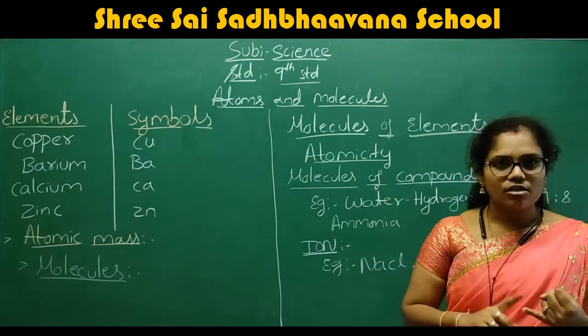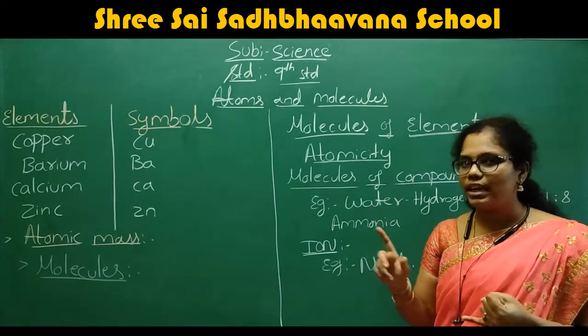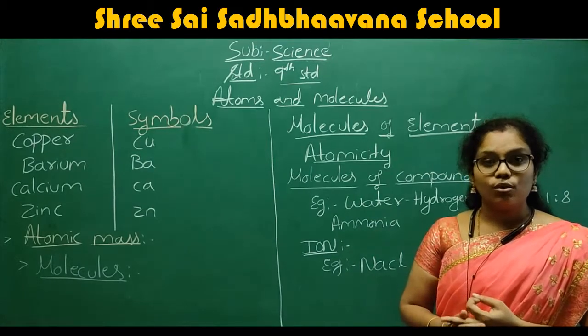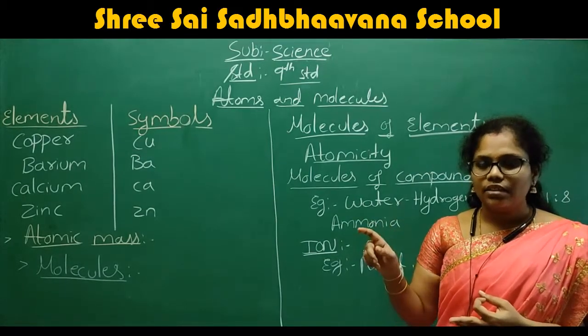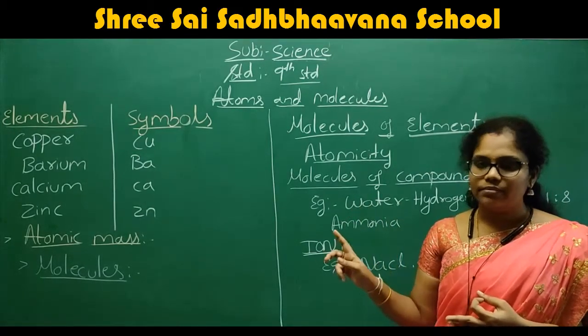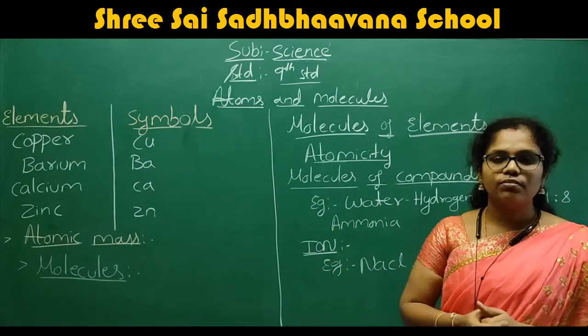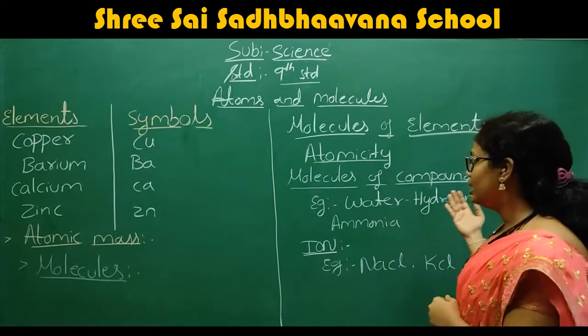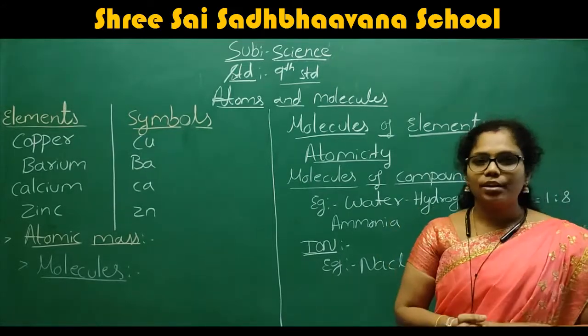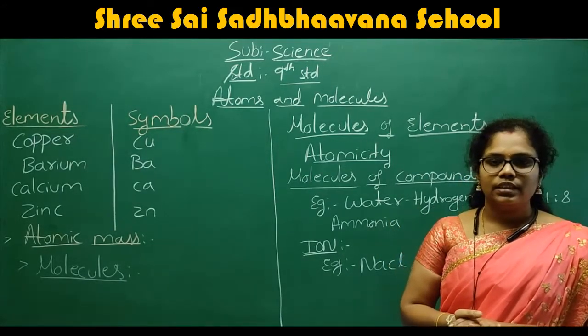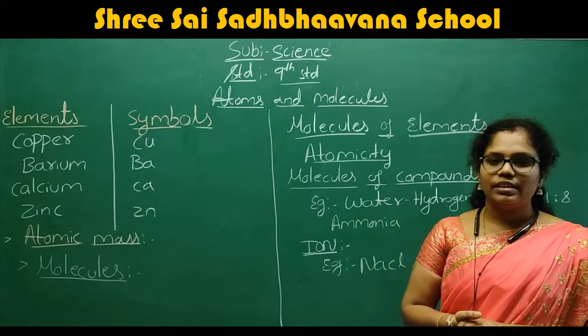Also, if you see oxygen, oxygen is also diatomic. If you see ozone, O3, it is triatomic. Can you give such examples now, for diatomic, triatomic and polyatomic? You can give so many examples.